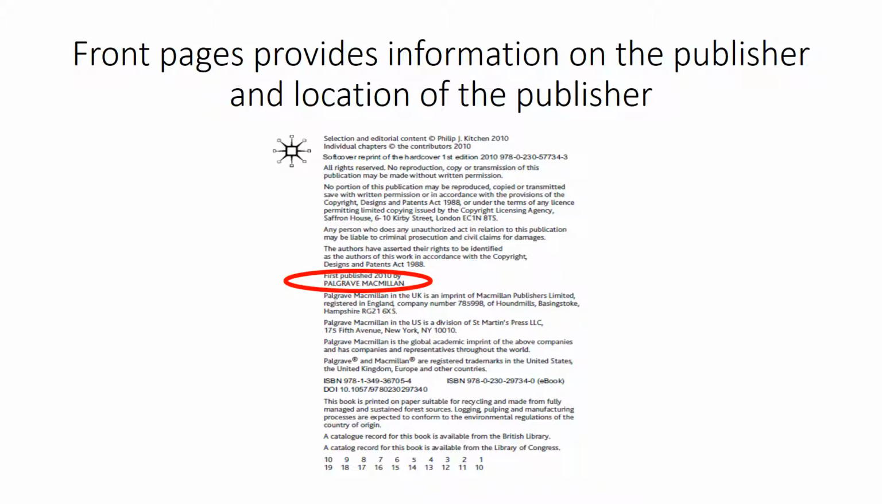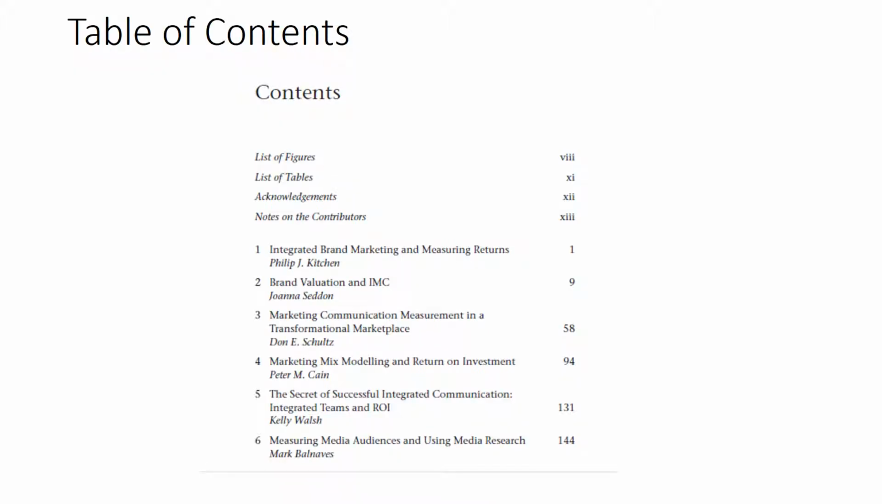In this instance, because the editor, Philip J. Kitchen, is writing from England, I've gone with the UK imprint. If you have a look at the table of contents, this does make very clear that this is an edited book with a series of chapters written by different people. And if ever you're unsure, have a look at the table of contents, and then you will know whether the book you're looking at needs to be referenced in the way that we're doing here as a chapter, or whether you need to reference the entire book.